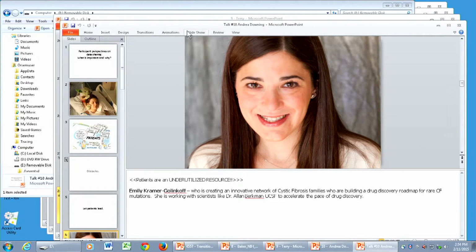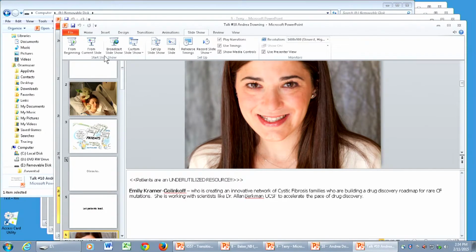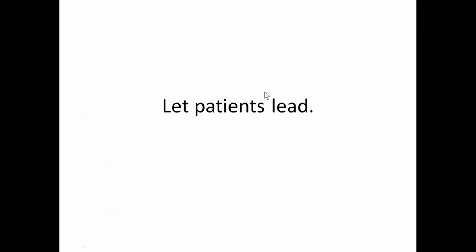Now, here's an example of somebody that we can learn from. It's clear that patients are an underutilized resource. This is Emily Kramer-Golenkoff. And she is a leader within the cystic fibrosis community. Emily is creating an innovative network of families who carry rare CF mutations, and we can learn so much from her. What she's doing is working with doctors and researchers at UCSF to accelerate the pace of drug discovery for her own mutation. And she's learned the power of her own data to do this.